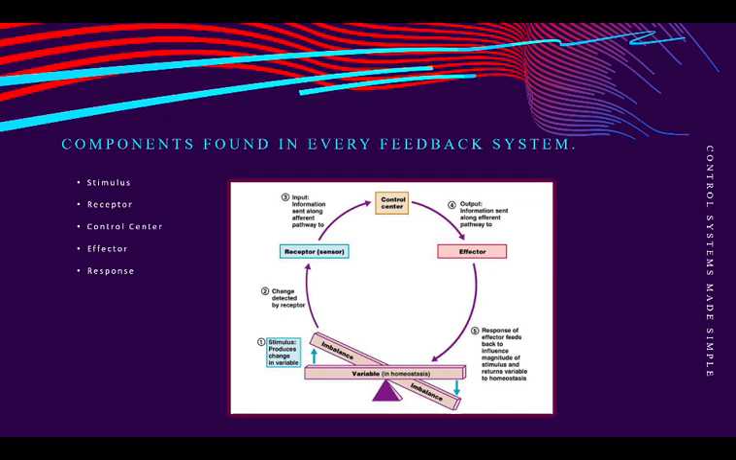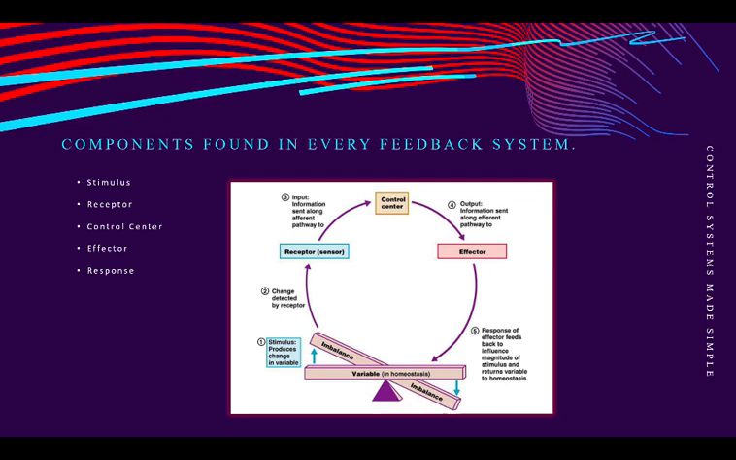So this loop essentially is how machines self-regulate, not only ovens, but also in the industrial environment. It's a core principle behind automation, robotics, and smart technologies.